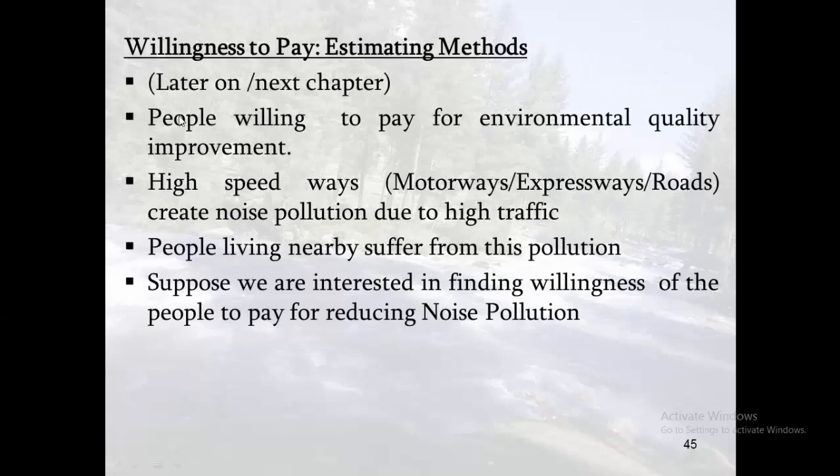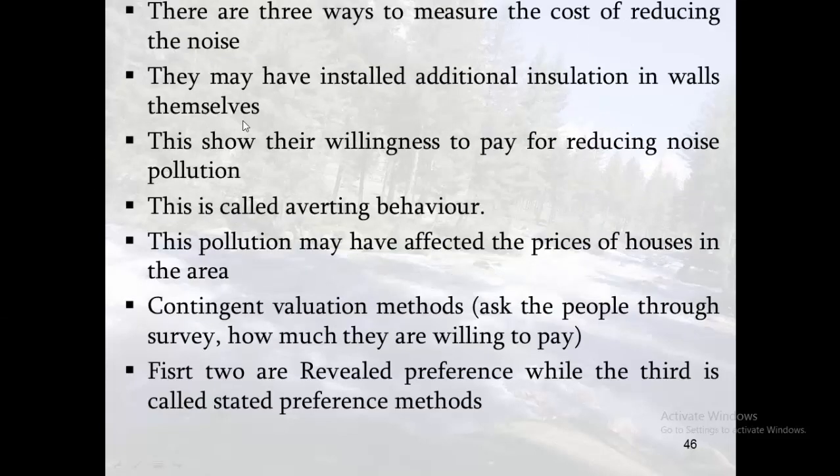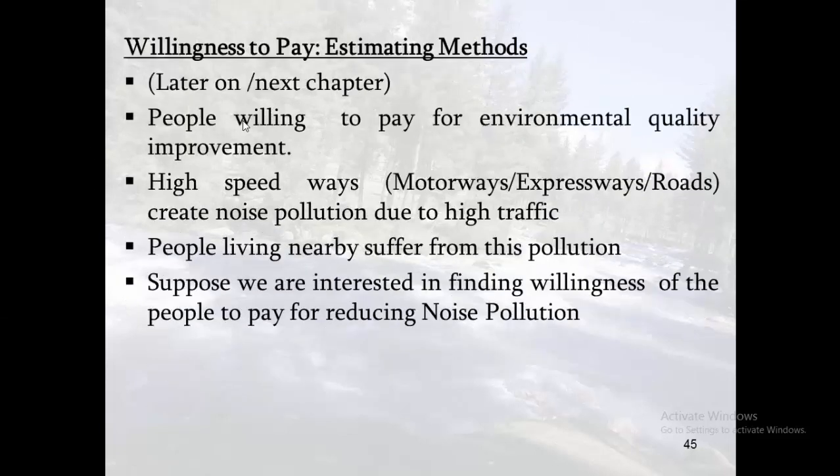There are also some other methods for estimating the damage function which are not direct. One such method is willingness to pay. We will discuss the willingness to pay approach in detail in the coming chapters. People are willing to pay for environmental quality improvement. People have a desire to pay for environmental quality.